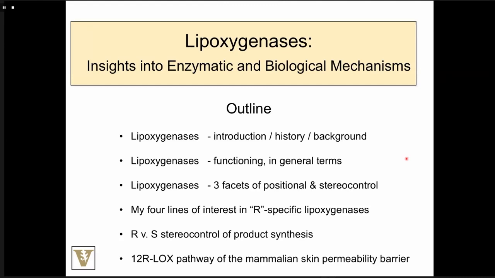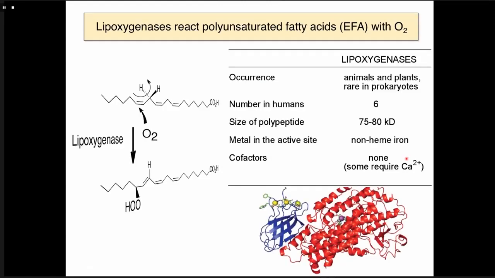And as part of that, go over 4 lines of interest I've had in the R-specific lipoxygenases, as we'll see. Then get back to the R versus S stereo control of product synthesis by these enzymes. And finally, I'm going to give a short overview of our project looking at the role of the 12R lipoxygenase pathway in forming the mammalian skin permeability barrier.